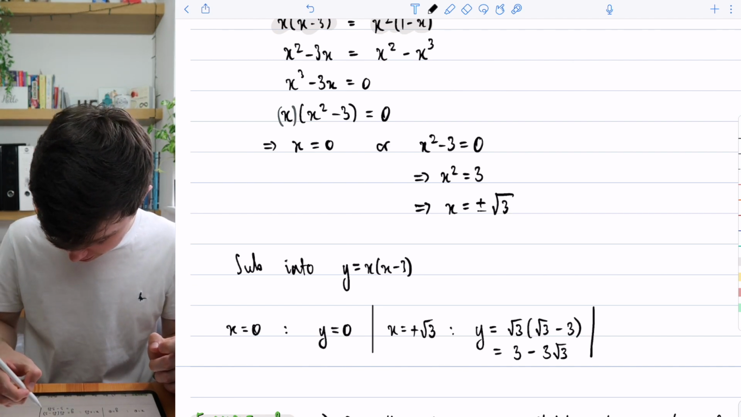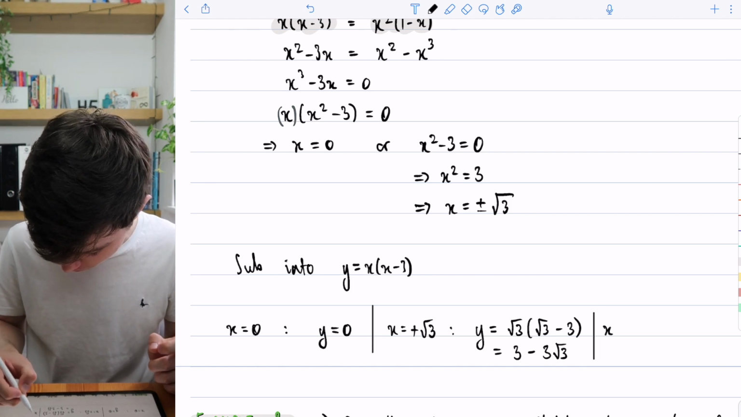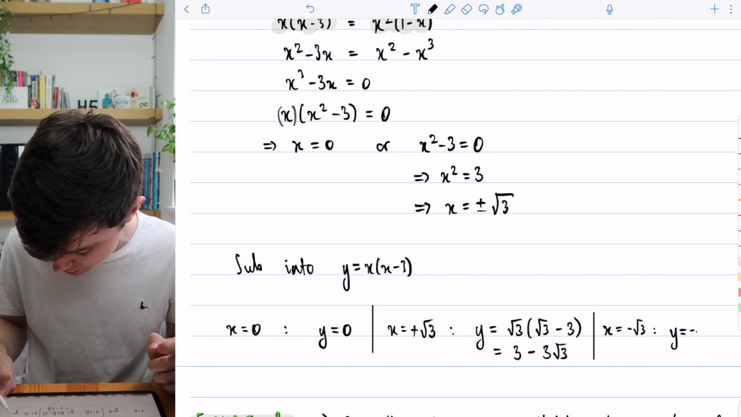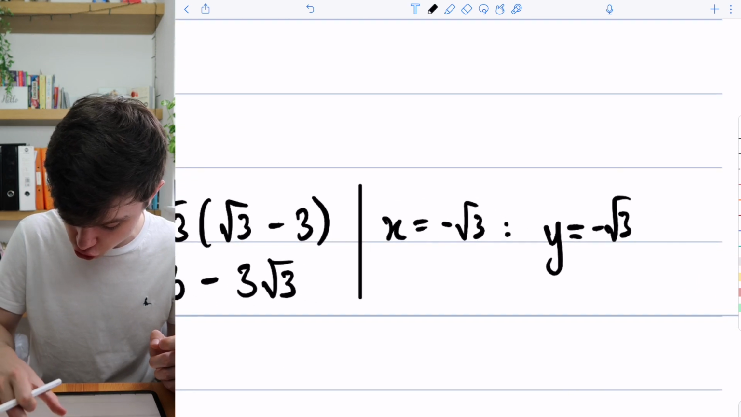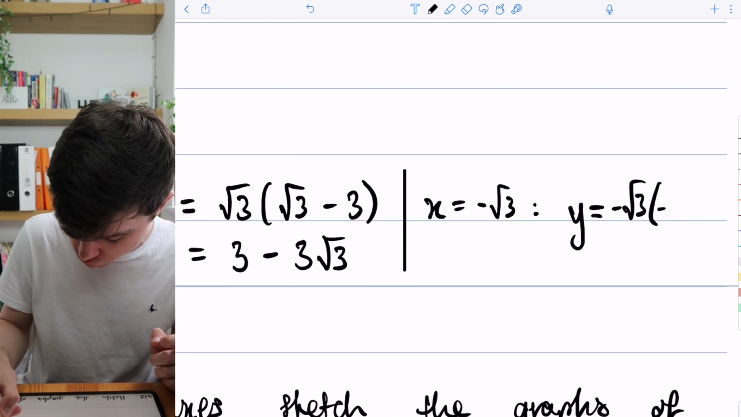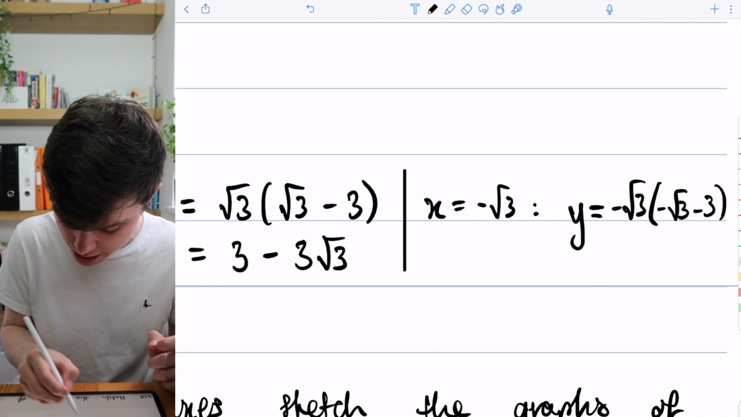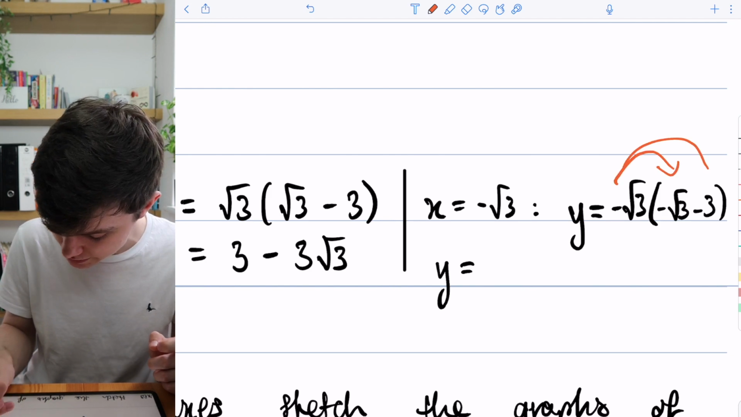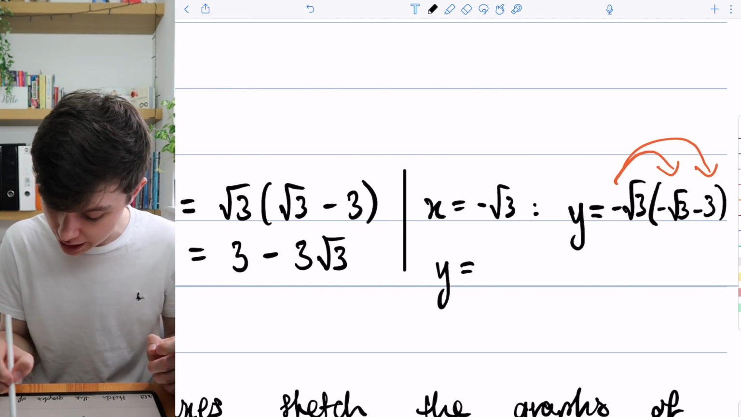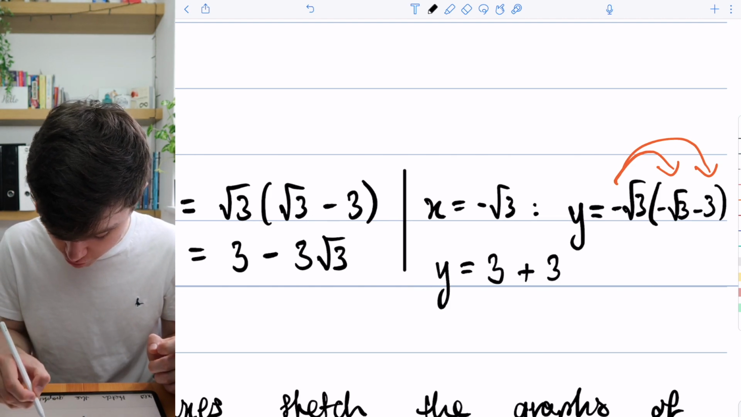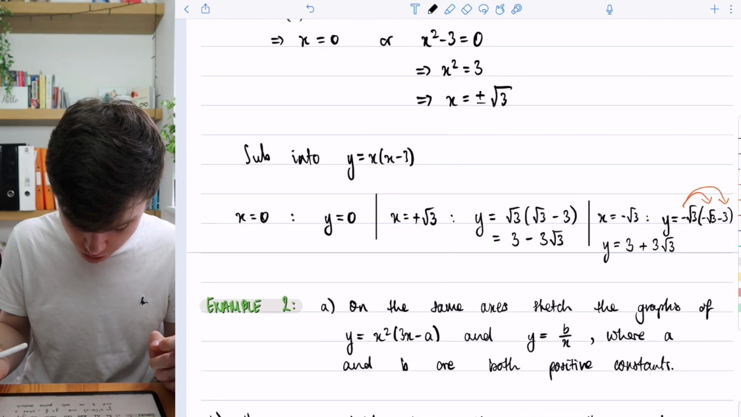And then if we have a negative value of x, so let's put x equals negative root 3, we'll have y is equal to negative root 3 times negative root 3 minus 3. That's going to give me, well, expand the bracket, just make it a little bit easier here. Expand the bracket, we'll have a positive 3 and then plus 3 root 3. So those are my coordinates.